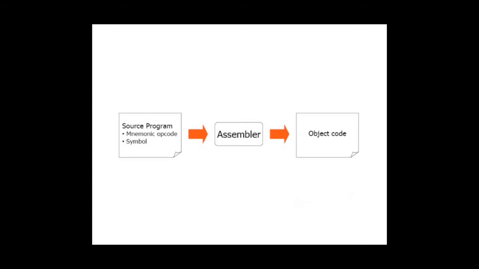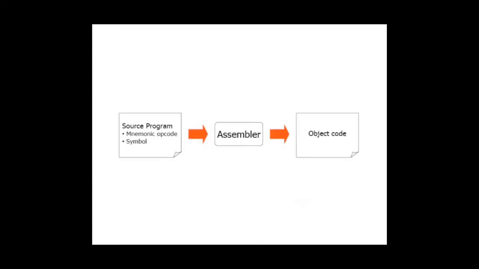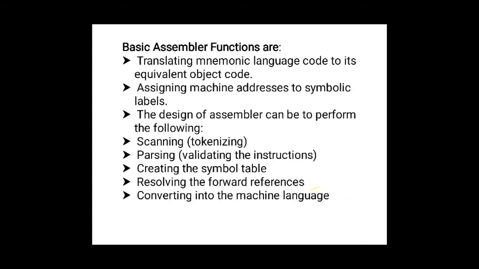There is a diagram. In this diagram, in the middle we have an assembler, and as input we give the source program, which can be a mnemonic opcode. Opcode stands for operational code. It may also be any symbol from your language. The assembler will take these as input and convert them into object code, which is necessary for the further execution of the program.